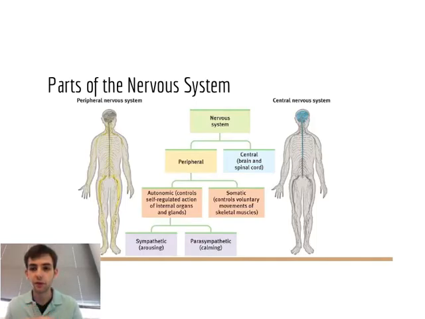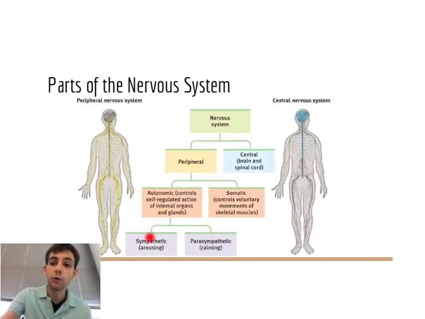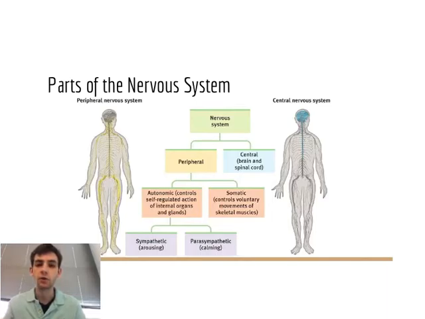And then that is further broken down into the sympathetic and parasympathetic. Sympathetic is arousing, or you may have associated that with something called the flight or fight response. And then parasympathetic opposes the sympathetic, which means it's more of a calming, or that's responsible for the calming feeling.